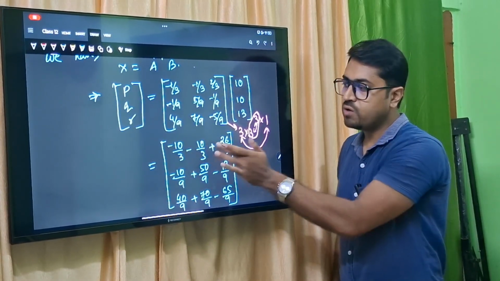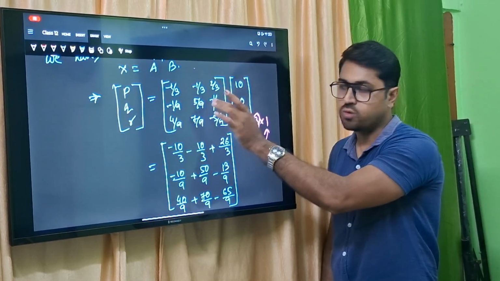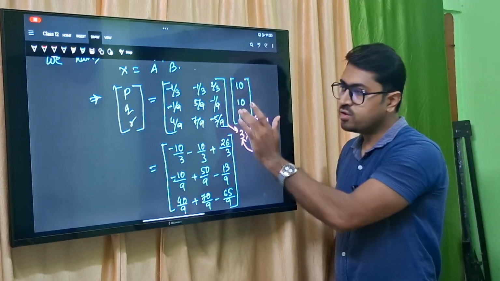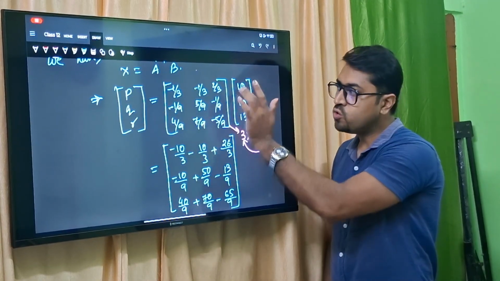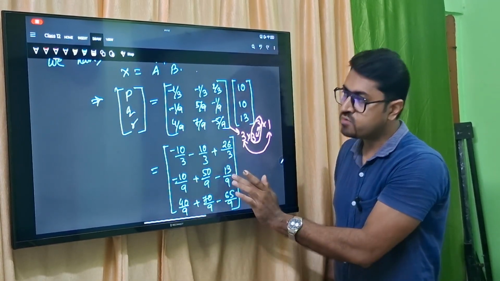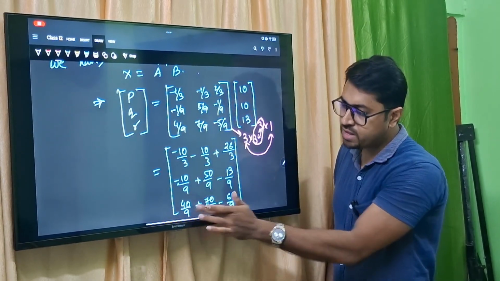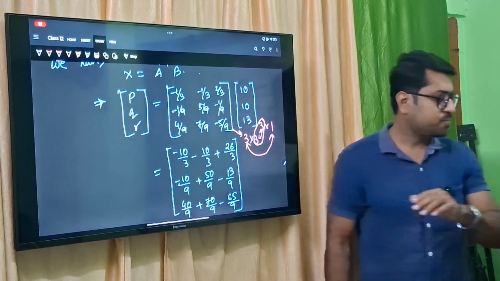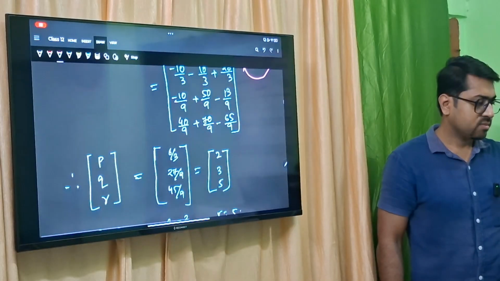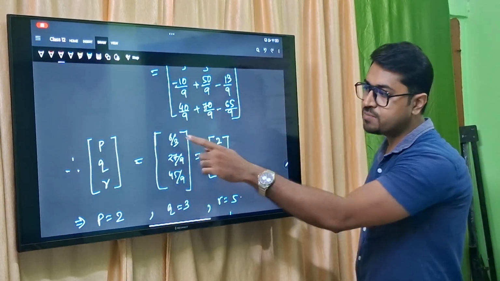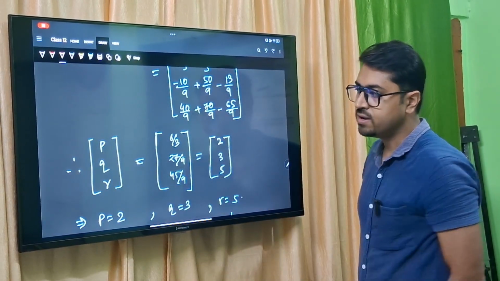So after the 1-1 position, I will jump to the next row. So second row, and it is called the first column. So the 2-1 position, if you multiply, this will be there. And 3-1. So for the 3-1 position you will multiply, this will come. So you just add them up. Then PQR will be 6 by 3, 27 by 9, 45 by 9.